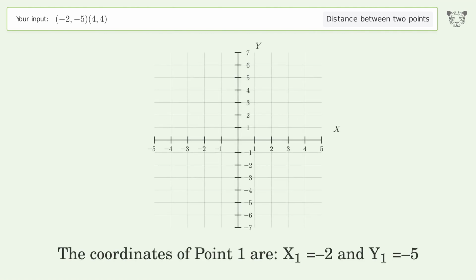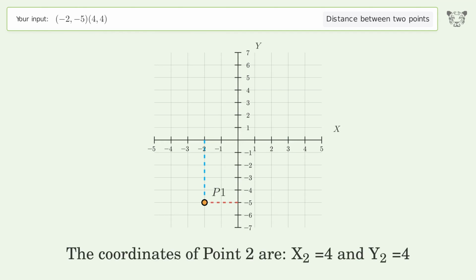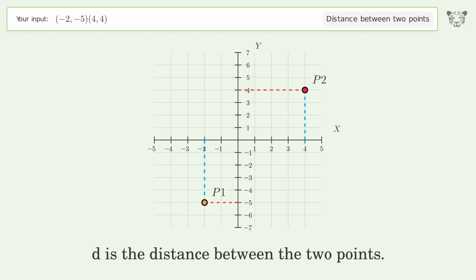The coordinates of point 1 are x1 equals -2 and y1 equals -5. The coordinates of point 2 are x2 equals 4 and y2 equals 4. D is the distance between the 2 points.